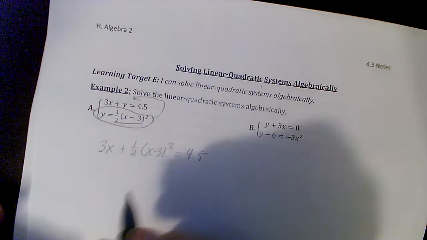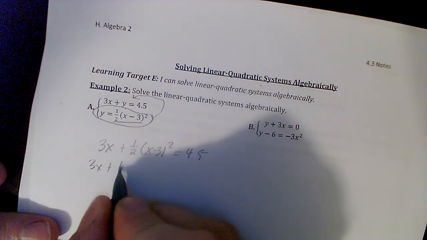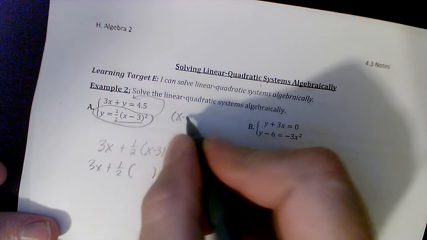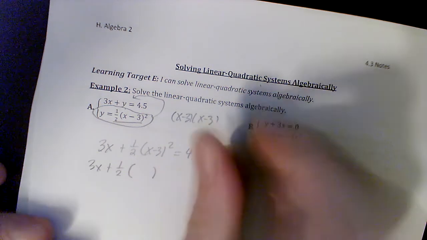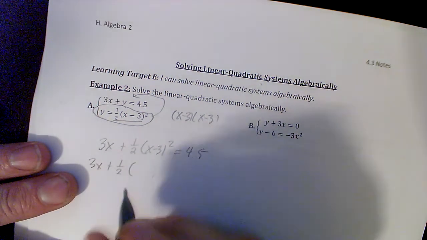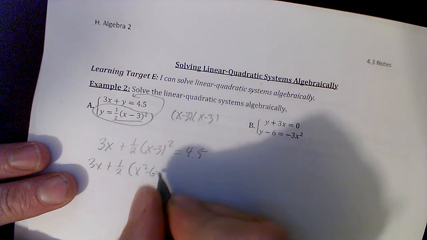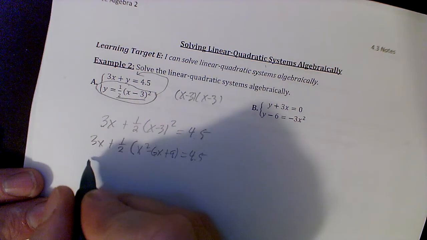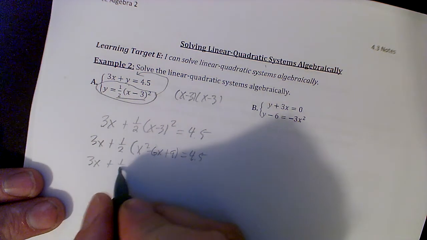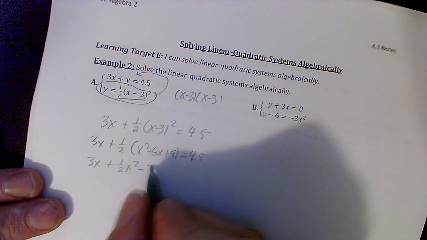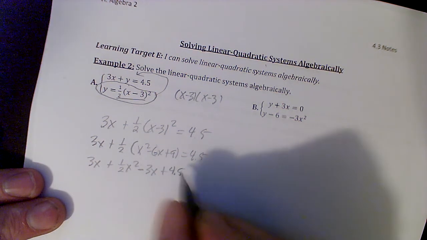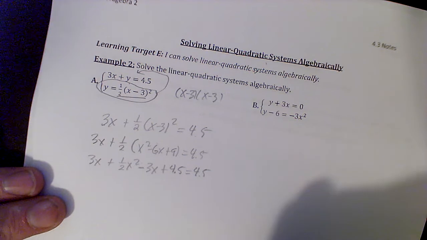We keep going here. So it'll give me 3x plus 1/2 of this FOILed out. So if I FOIL out (x minus 3) times (x minus 3), I get x squared minus 6x plus 9. Again, all equal to 4.5. So I'm going to keep going. Alright, I'm going to distribute the 1/2 in, so I have 3x plus 1/2 x squared minus 3x plus 9/2, or 4.5, equals 4.5. So I'm seeing some stuff here I like.